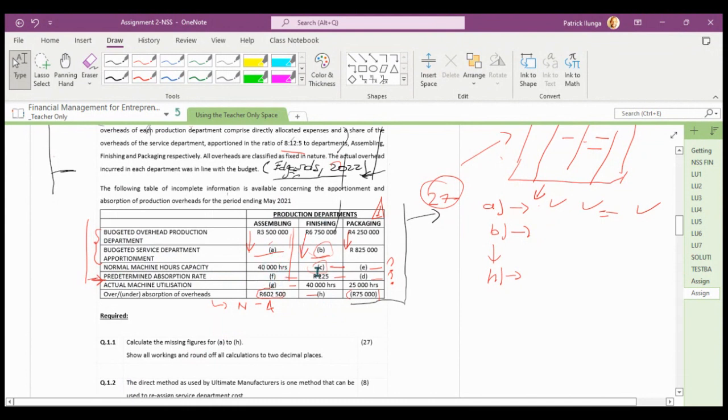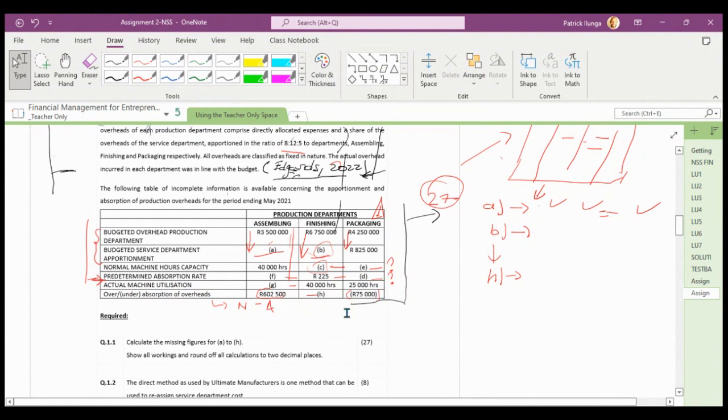So once you've done assembling and finishing, then I'm sure that you will figure out packaging, because that's the tricky part there, because they have given you two unknowns. But again, if you just take a bit of time to look at what feeds what. But okay, let me say it. You will need to use the actual machine utilization. There's 25,000 hours. You will need to use it in order for you to find E and D.